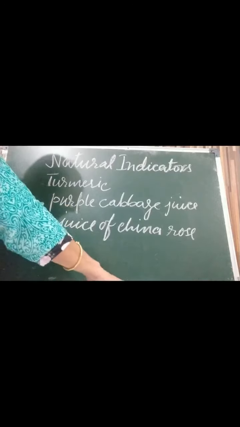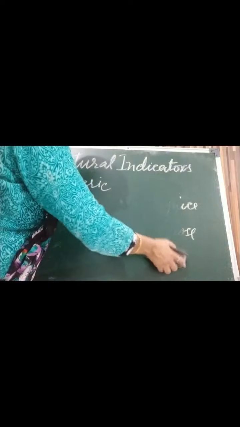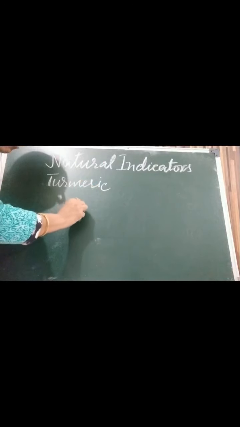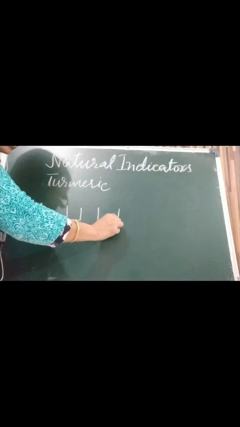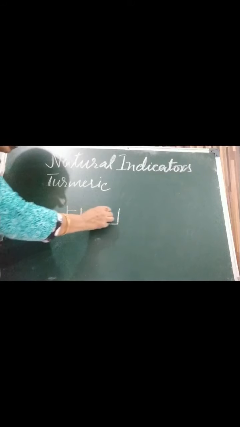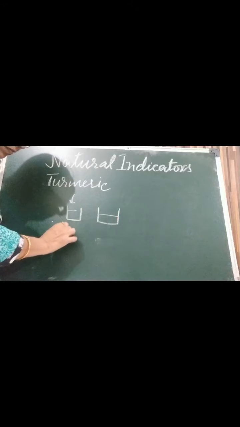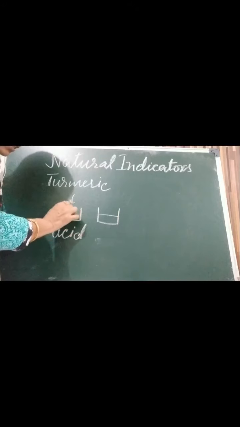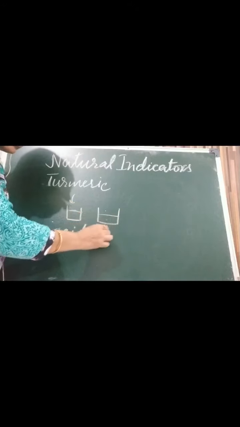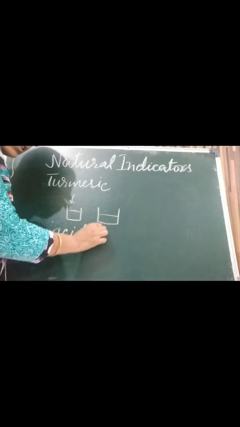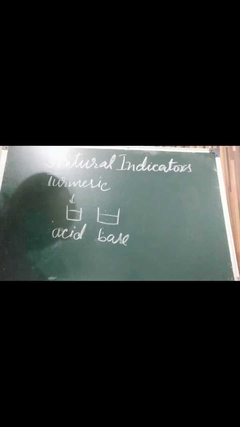Like I am talking about turmeric. We are going to do this in the class. Okay, turmeric solution. We will prepare it in a bottle cap. You keep this turmeric solution. Add 1 drop of lemon. Lemon is what? Acid. You drop it in this, and 1 drop of detergent solution. Detergent solution is a base. And just you see what change takes place.